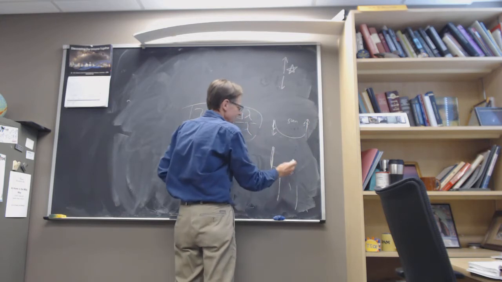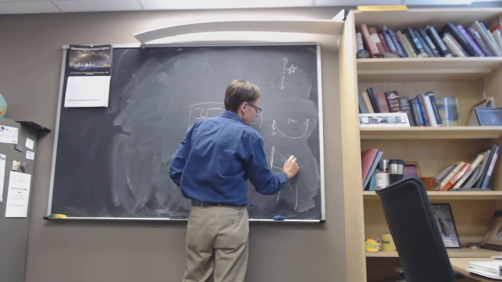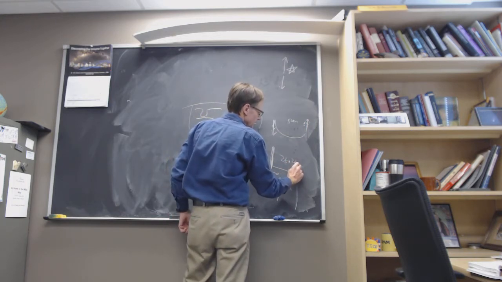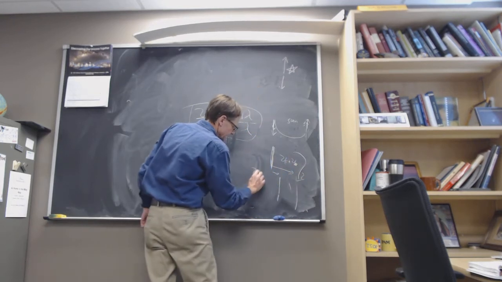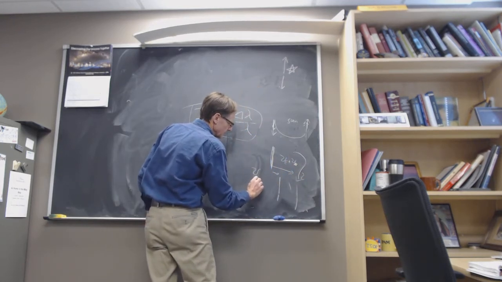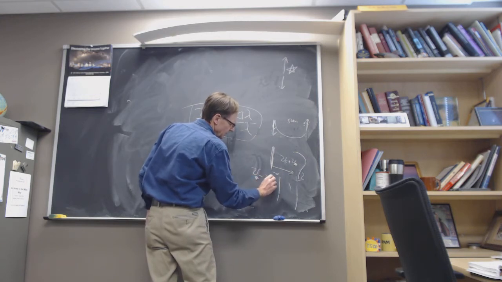So in one case, this is going to be V of the Earth plus V of Arcturus. And in the other case, it's going to be V of Arcturus minus V of Earth.